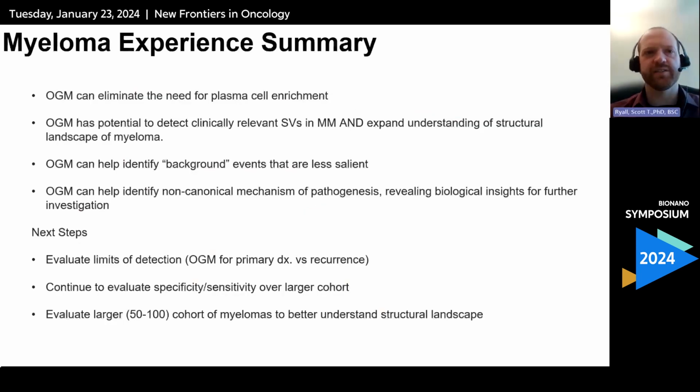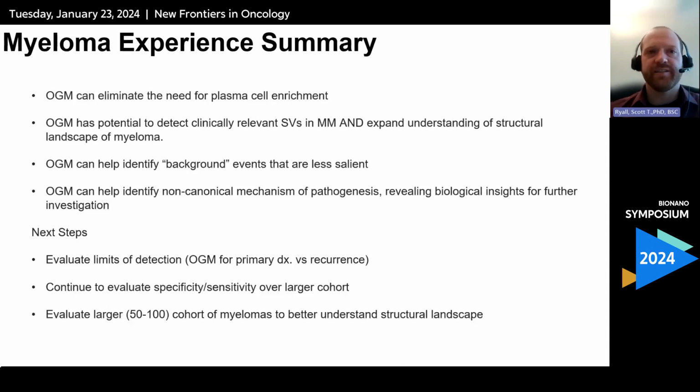So to summarize our myeloma experience, optical genome mapping, at least in our hands so far, has been able to eliminate the need for plasma cell enrichment, which is fantastic from a lab management and turnaround time standpoint. It has the potential to detect clinically relevant structural variants and expand the understanding of them, like that BCL2 amplification, and really understand what causes these elements of resistance or different disease mechanisms. It can help identify background events that are less salient, like the hyperdiploidy case that had the 11;14 in the background that likely would have been missed if it wasn't for optical genome mapping. And as I mentioned, it can help identify non-canonical mechanisms such as the BCL2 amplification.